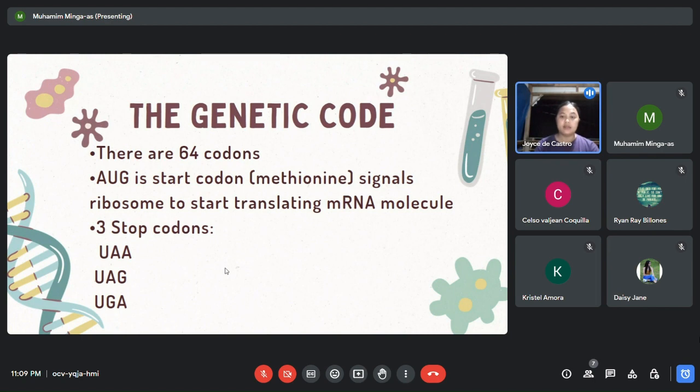So the three stop codons are UAA, UAG, and UGA. They signal the termination of protein synthesis during translation. So when a ribosome encounters one of these codons in the mRNA sequence, it does not recruit a corresponding amino acid, but rather triggers the release of the completed polypeptide chain from the ribosome. This process marks the end of protein synthesis and ensures the accurate and timely termination of the growing protein.